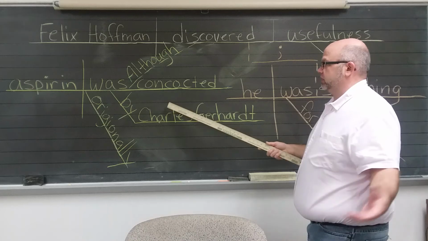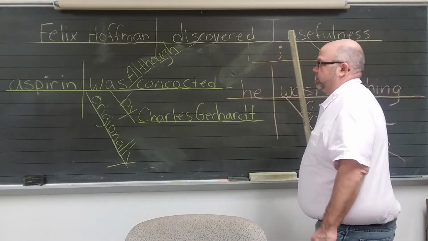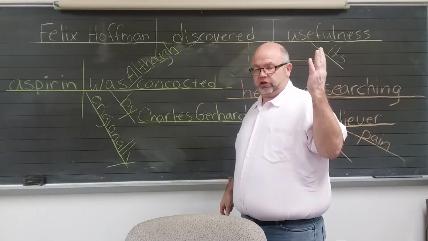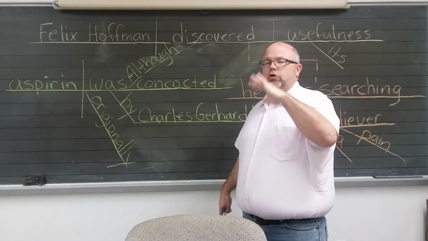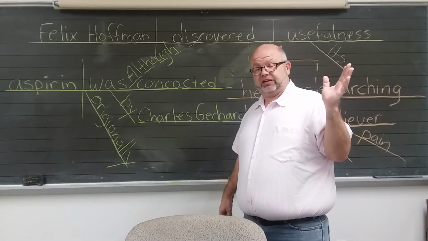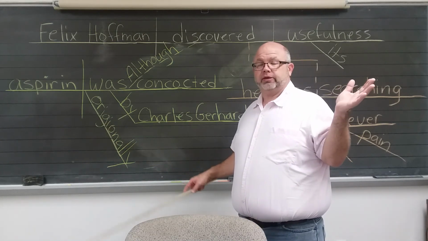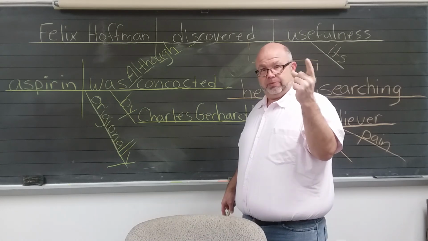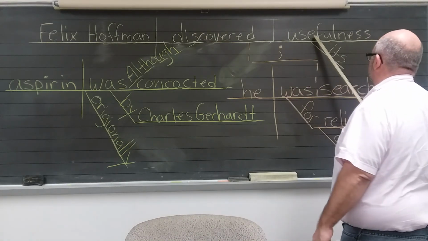Okay, was concocted by who? By Charles Gerhardt. It looks difficult, it looks complicated, okay? But you know, don't let it get in your head. That's the biggest thing here. You look at this thing and you're like, where do I start? Okay? But you know how to diagram independent clauses. Okay? Felix Hoffman discovered usefulness.